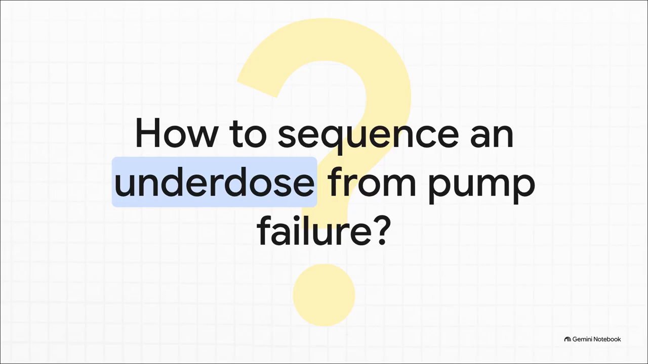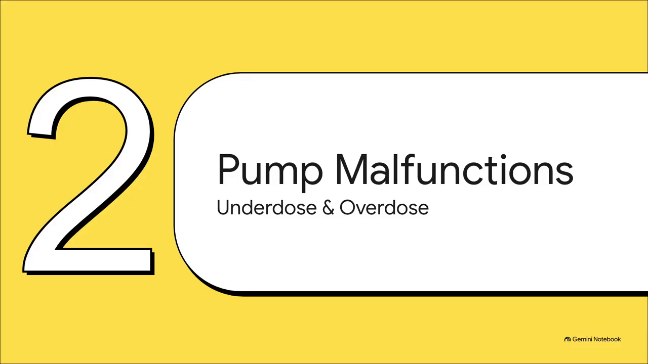So that brings us to a highly specific scenario that frequently trips up even veteran coders: device malfunctions. I mean, think about the chain of events here. How exactly are we supposed to sequence an underdose when a mechanical insulin pump just flat out fails? Let's break down exactly how to handle that in Section 2, Coding Pump Malfunctions.